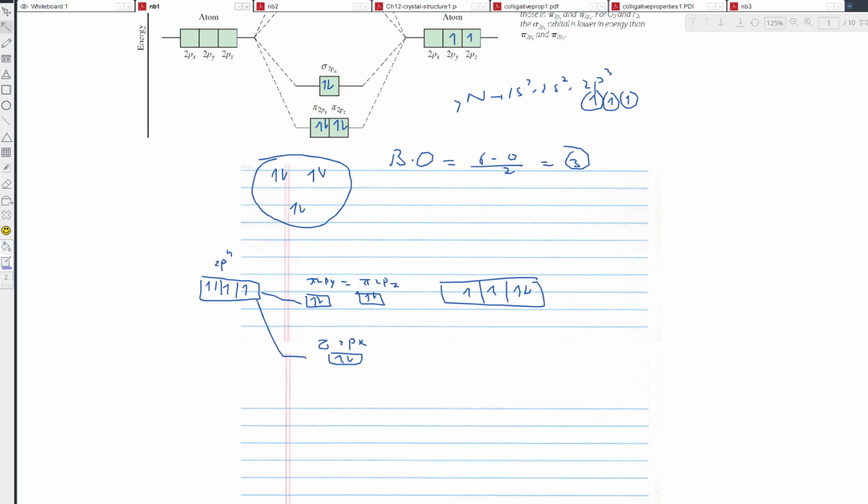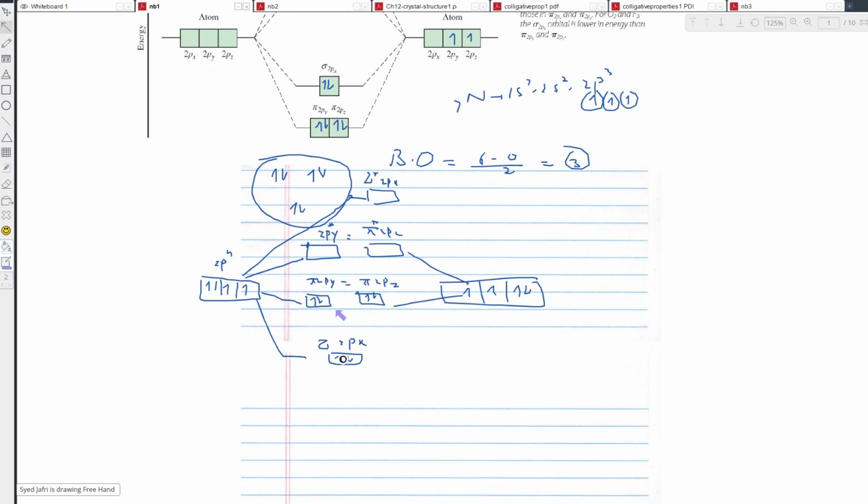In case of this one, again you can make pi 2py equal to pi 2pz, but this time it is a star, anti-bonding. And the last one is going to be sigma star 2px. But remember, x, y, z we are just giving in the order. Otherwise, even if I write sigma 2py and put 2px and 2pz, it is not wrong. But normally we write x, y, z in the order. Is that clear? Okay.